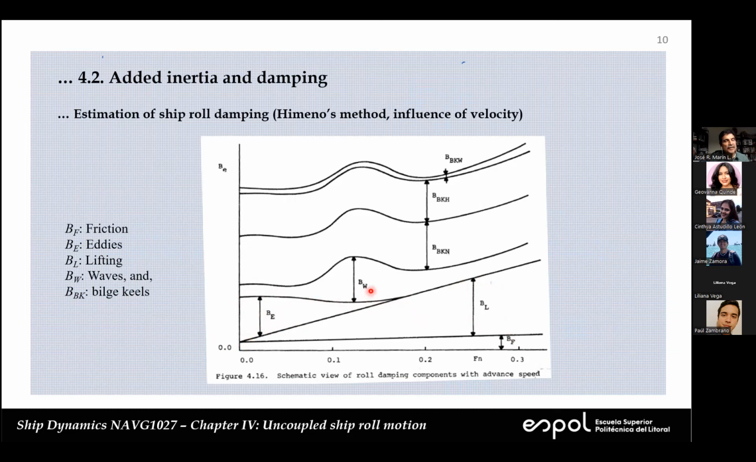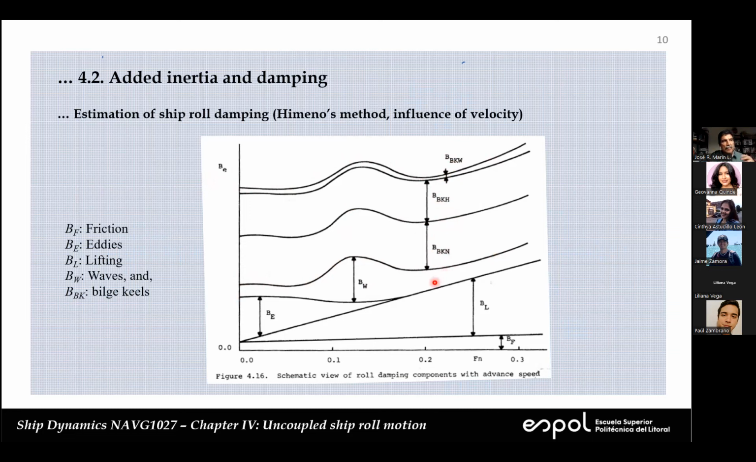The wave is very interesting because as the velocity changes, the whole wave system changes, because the waves are very related to the frequency. So when you have certain velocities, the waves are generated with a certain frequency and they increase or decrease. That's why we see this waviness in here. And then these three components here are due to the bilge keel. This is the result.